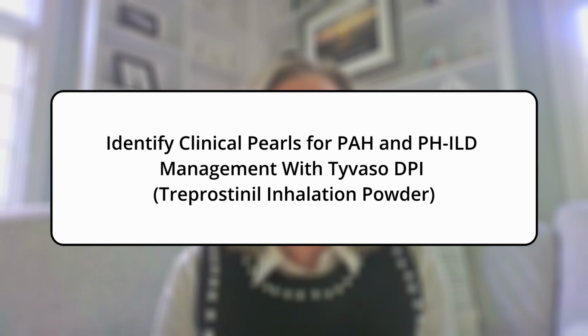Today we're going to talk about some of the clinical pearls for PAH and PH-ILD management with Tyvaso DPI. So remember that pulmonary arterial hypertension, or group 1 PH, and pulmonary hypertension associated with interstitial lung disease, or group 3 PH, are both forms of precapillary pulmonary hypertension. They have a similar hemodynamic profile, and of course, the diagnosis is confirmed by right heart catheterization.